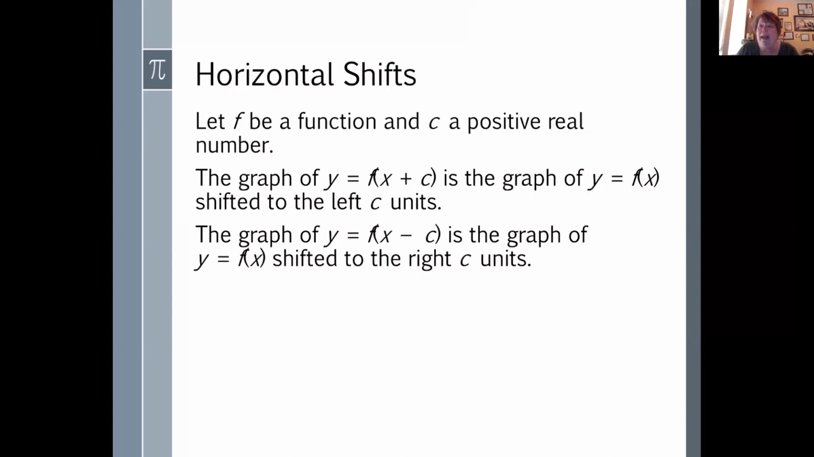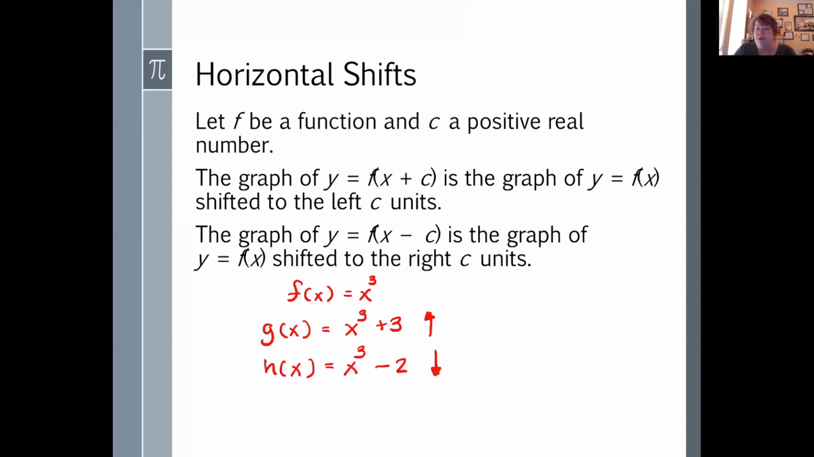So let's again see if we can't contrast the difference between vertical shifts and horizontal shifts. Let's use a different function besides the standard quadratic. Let's use the cubic function. So if I have f of x equals x to the third, that is the standard cubic function. Okay, what happens if I take my function f of x and I add a constant to it? That is a vertical shift up. What if I take my cubic function and I subtract a constant from it? That is a vertical shift down.